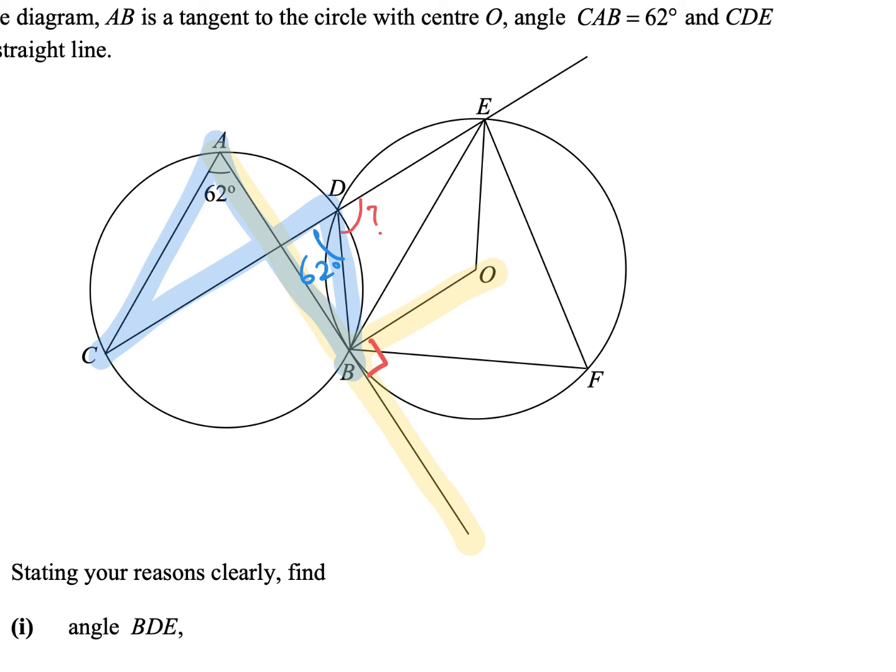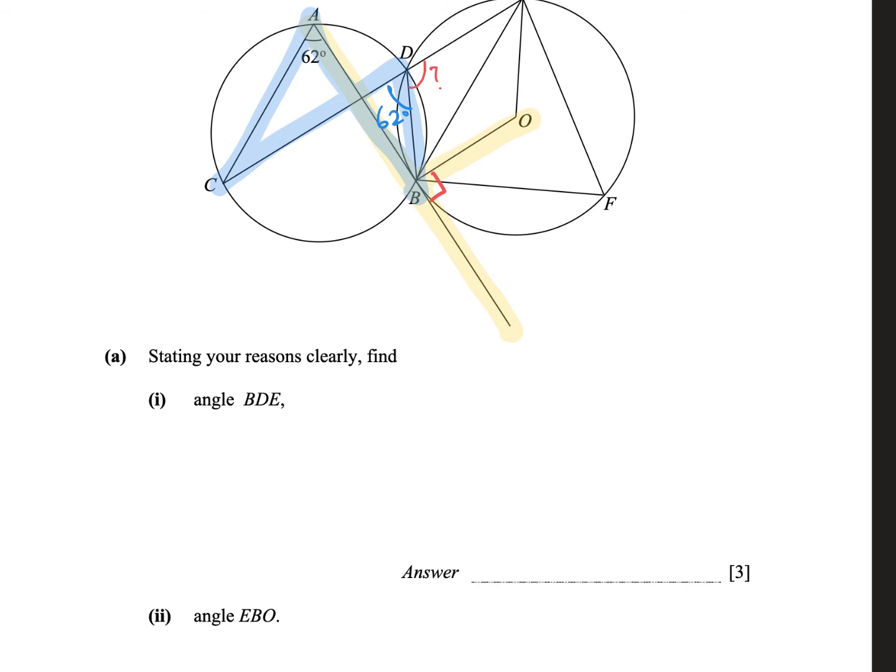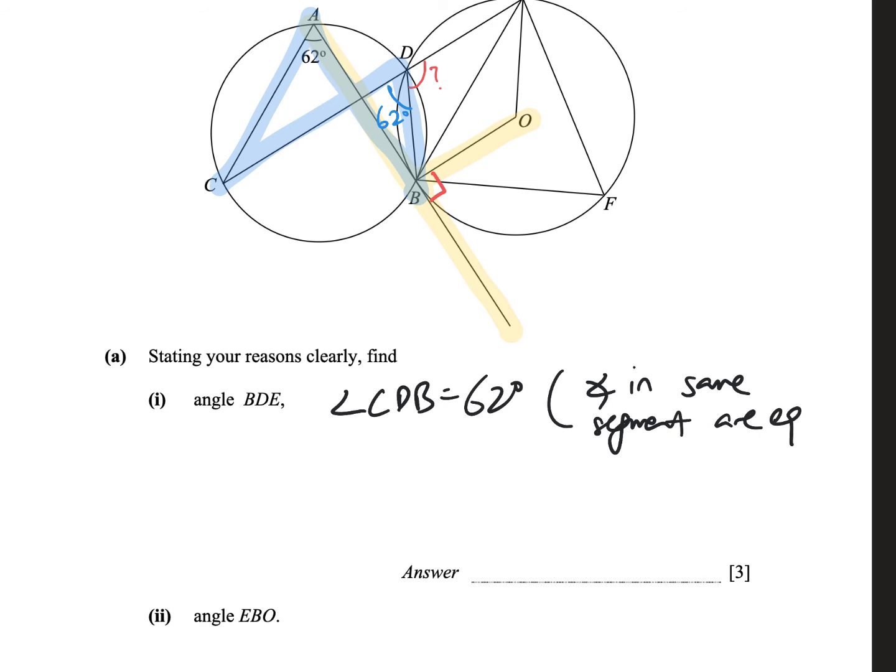And then we established just now that CDE is a straight line. That means this is 180 degrees. So BDE must be 180 minus 62. So the first step, let's show all our working, is that angle CDB equals 62 degrees. And then we say angles in the same segment are equal.